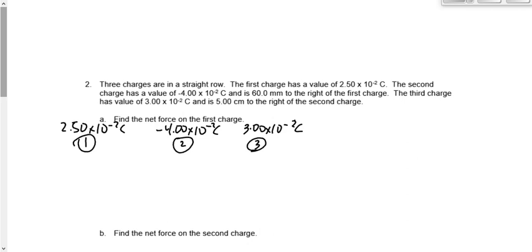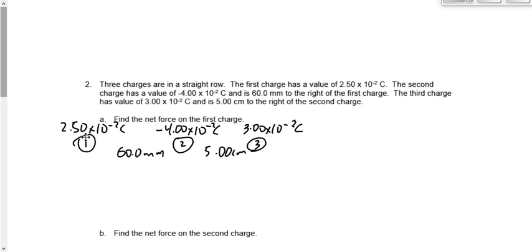Let's label the distances here. We got 60.0 millimeters, and then we have 5.00 centimeters. We've got to be careful here of a couple of things. One, these are non-standard units for distance, but two, they're different units for distance. We got millimeters and centimeters in the same question. We've got to end up converting both of those.